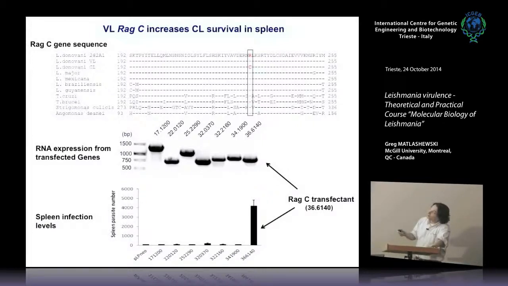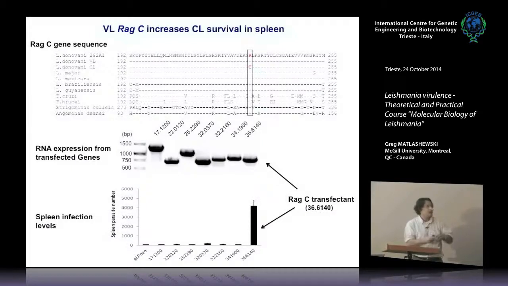And we transfected the normal copy of these genes back into CL, put them back into the mouse, and the only one that increased infection levels was this RAG-C gene here. So by converting this C back to an R, we could go from a low level of infection to a high level of infection. This just shows you how remarkable the genome is, because in one gene, you change one amino acid, you can change the pathology, you can change the phenotype of the parasite.